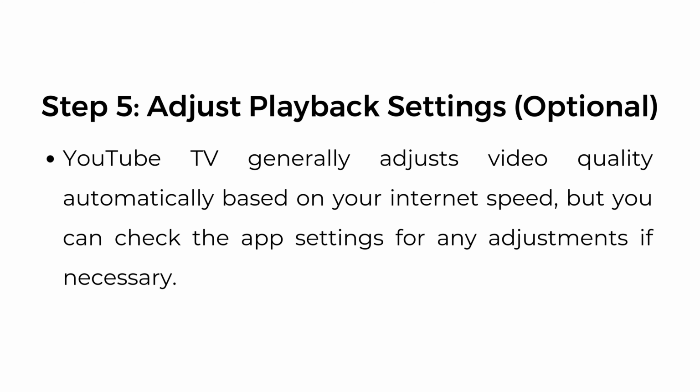Step number 5, adjust playback settings, optional. YouTube TV generally adjusts video quality automatically based on your internet speed, but you can check the app settings for any adjustments if necessary.